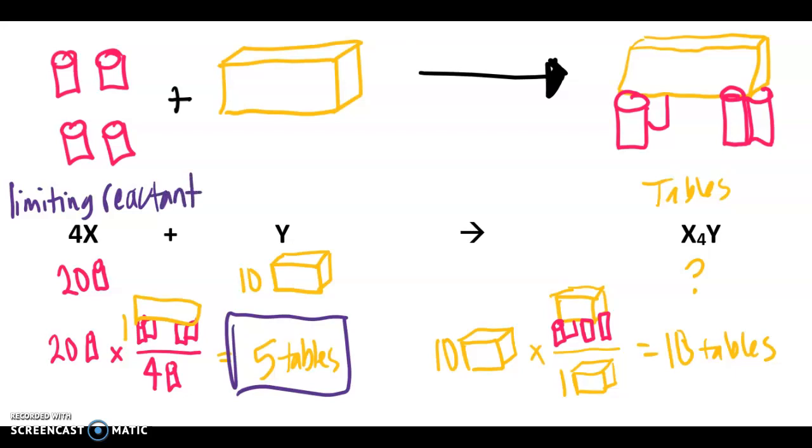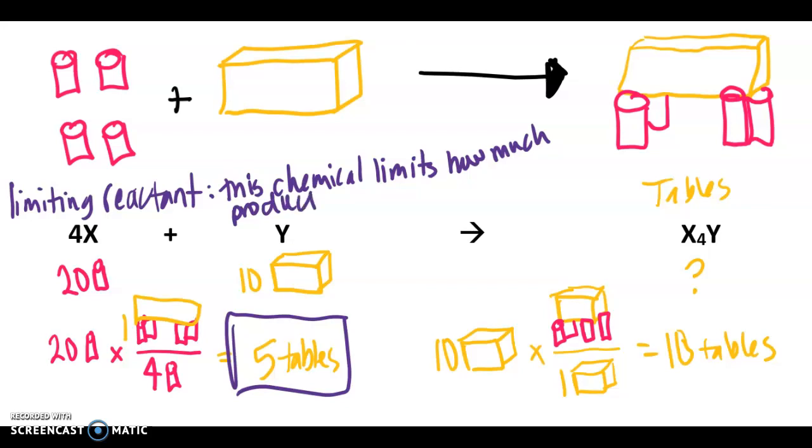The limiting reactant. And the limiting reactant is the chemical or the thing that's going to limit how much product we can make. So this chemical limits how much product we can make. It's the thing that's going to run out first. It's the chemical that limits how much product we can make.